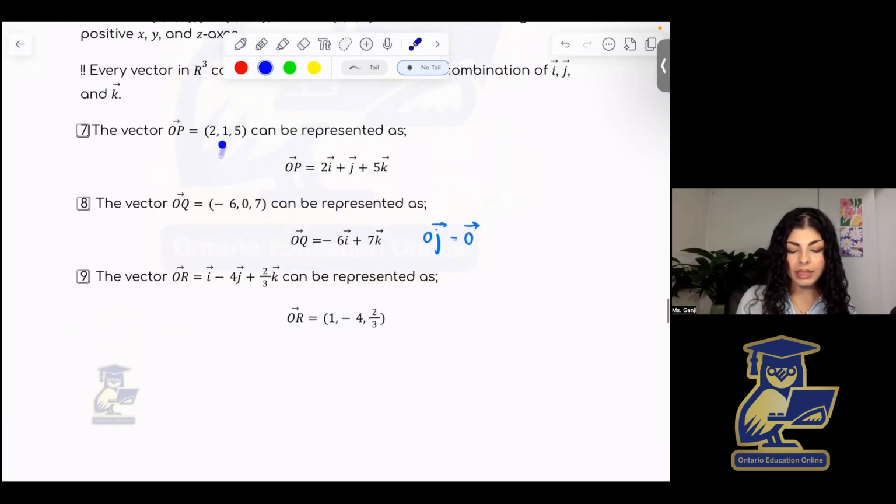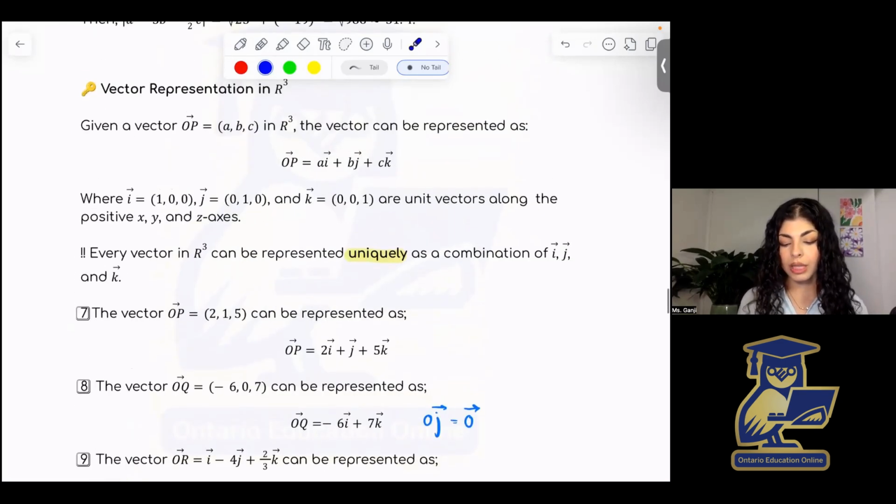And all of these are the same. These two vectors are just two different representations of the same vector, either using component form or using the unit vectors, or in this case, we can also say the standard basis for R cubed.